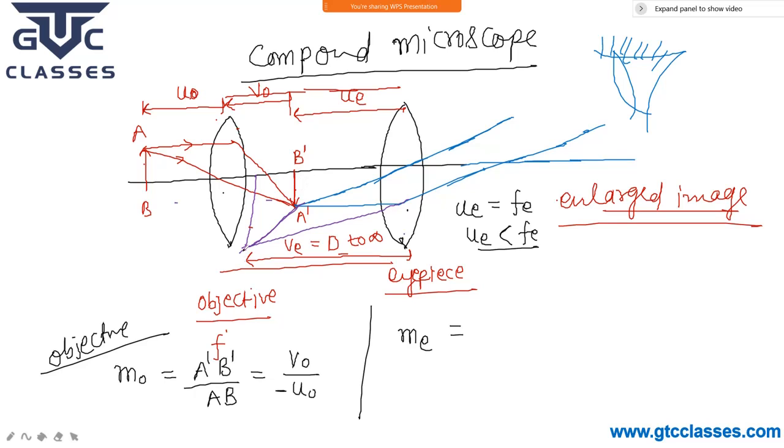This is the object, and on the same side we are getting this, B double dash, A double dash. Are you able to see that?